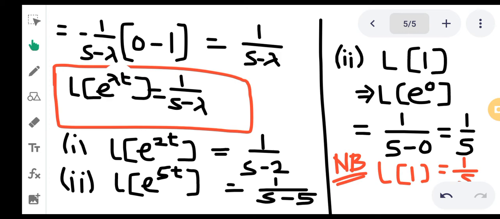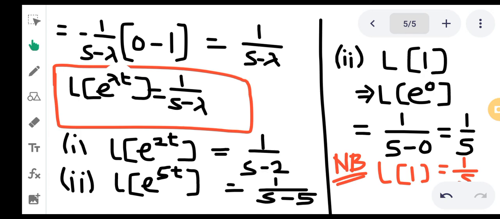So let's see how we can use the idea to solve some questions. There's a question for you guys. Take the Laplace of e exponent 2t. As I said, the constant here is the 2. Remember, that's the lambda. So you are going to get 1 over s minus lambda, and the lambda is the constant, which is 2. So you get 1 over s minus 2. This becomes your answer.